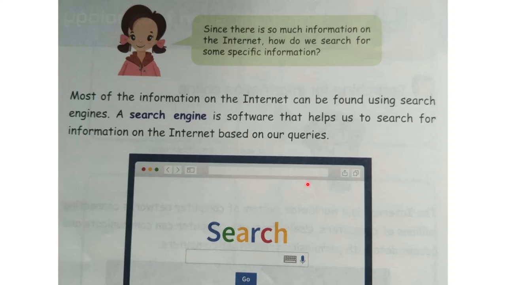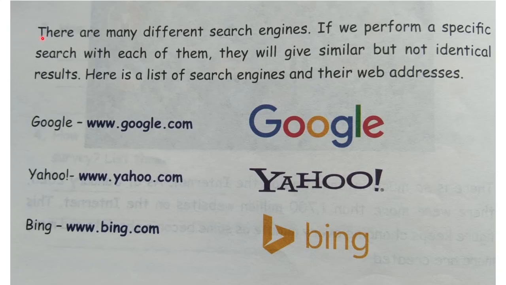But yes, I know you've all used many search engines before. Can you think of a couple of search engines? This one here says search, but I think the colors it uses are giving us a clue. What do you think that could be? Well, yeah, that's pretending to be Google, right? There are many different search engines. If we perform a specific search with each of them, they will give similar but not identical results.